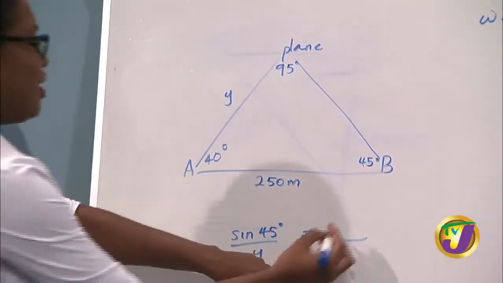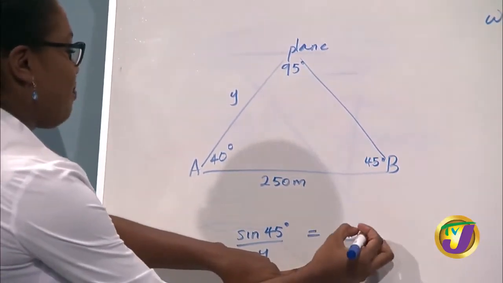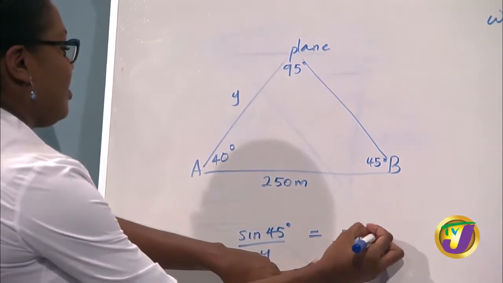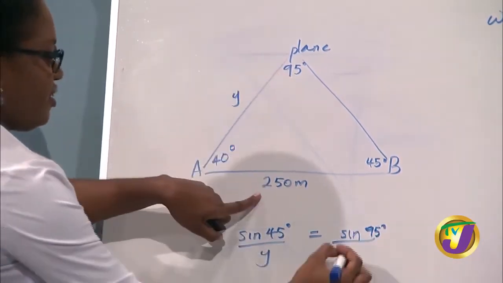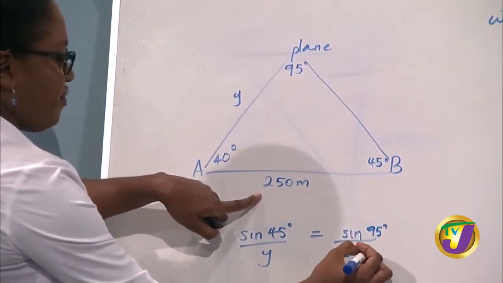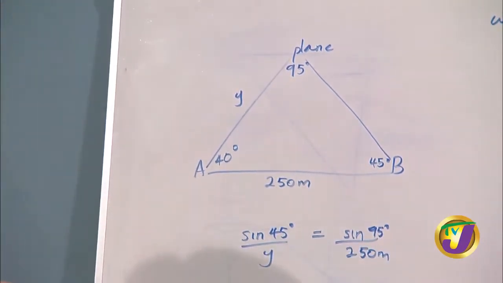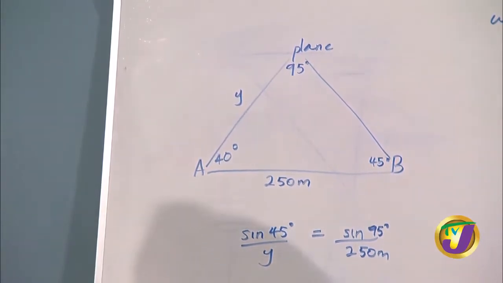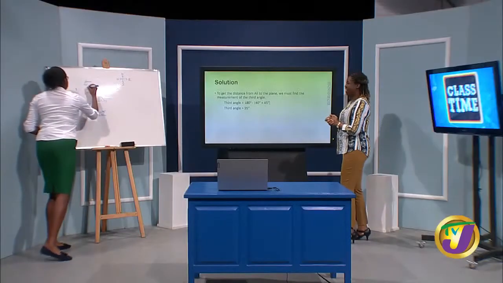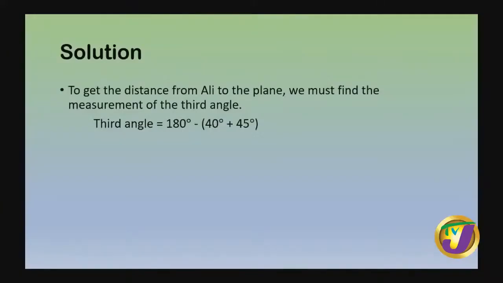Let me see if you're right, because I'm not checking. Let's look at the solution. Okay, third angle, I'm going to give you a tip for that one. So the missing angle there would be 95 degrees.